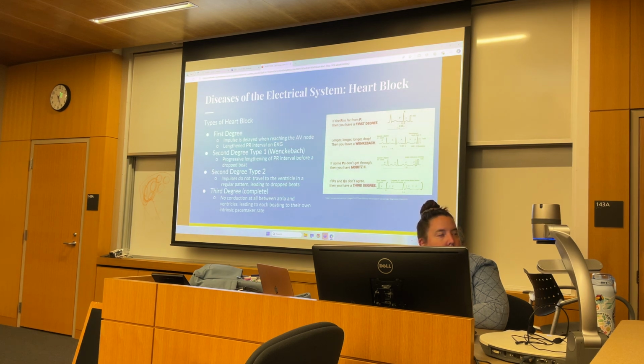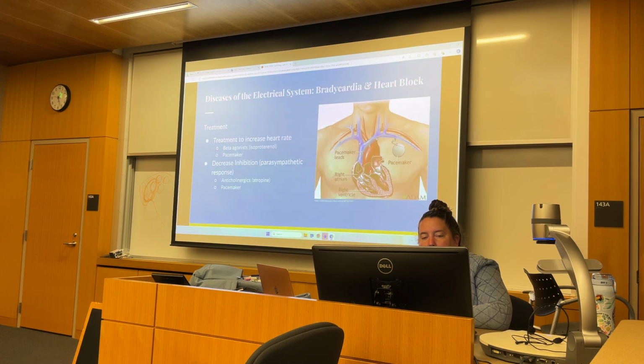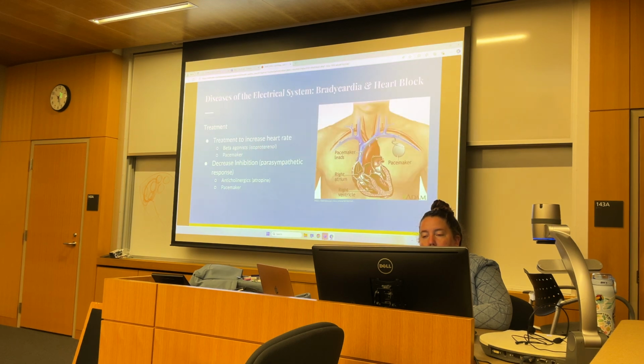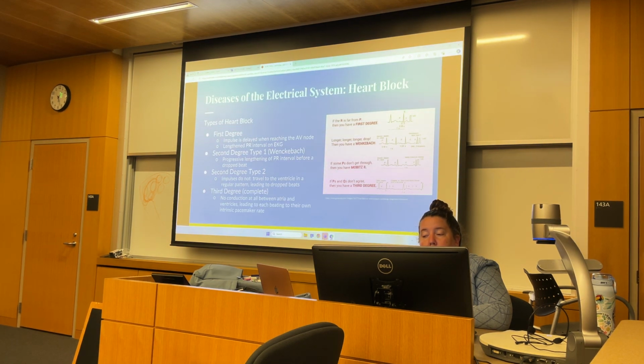Do we have to know the difference between ventricular escape beat and junctional escape beat? No, you do not. You do need to know the differences between all four of these types of heart block. You do not need to be able to read the EKG strips for heart block. I said you don't need to know the EKG strips for heart block, but you do need to know the differences between the four different types of heart block.